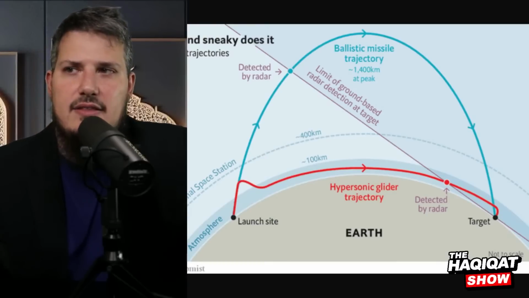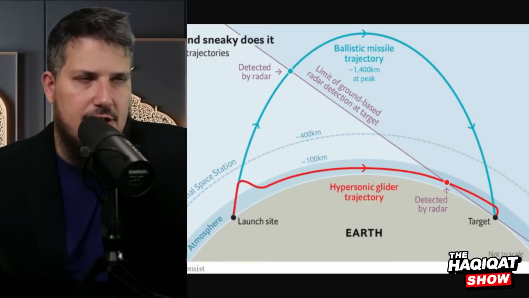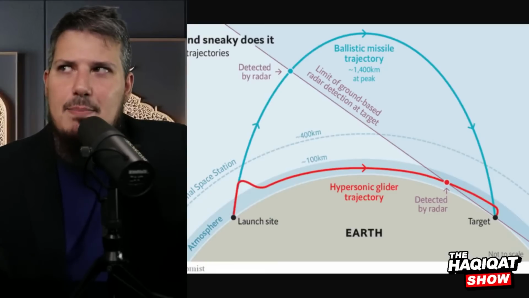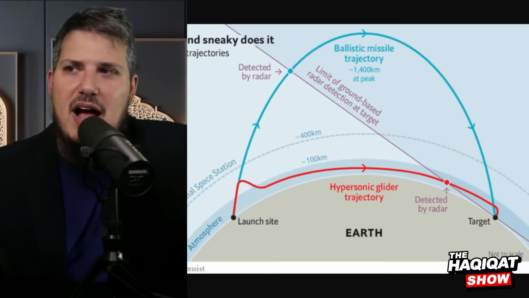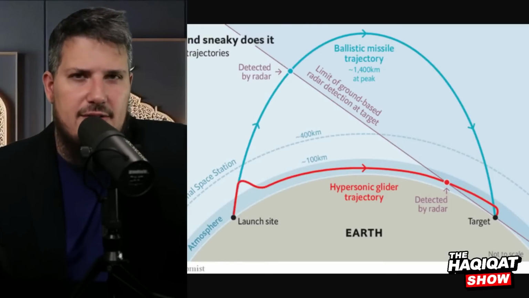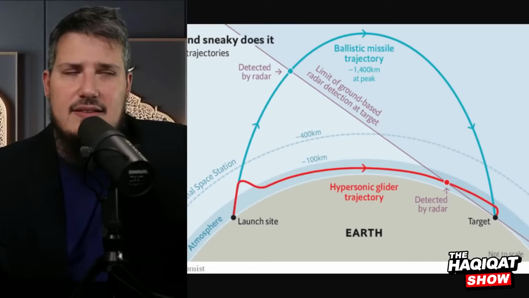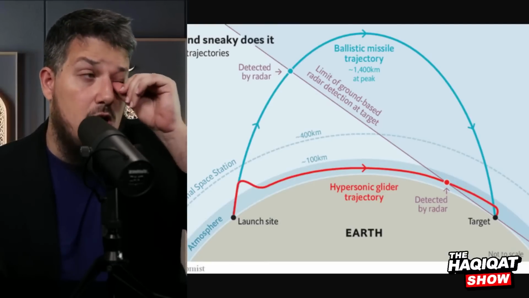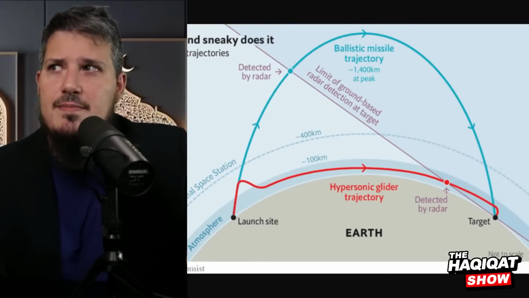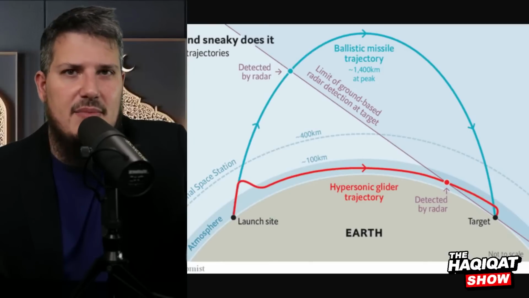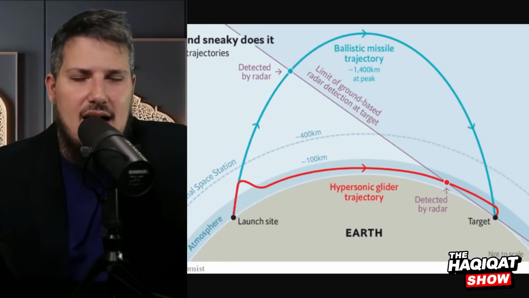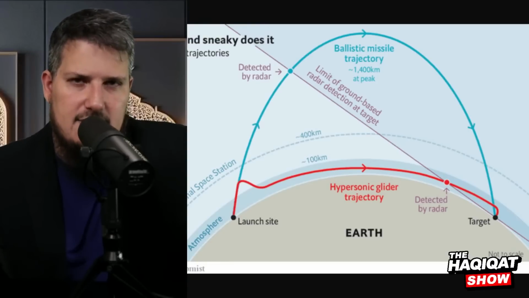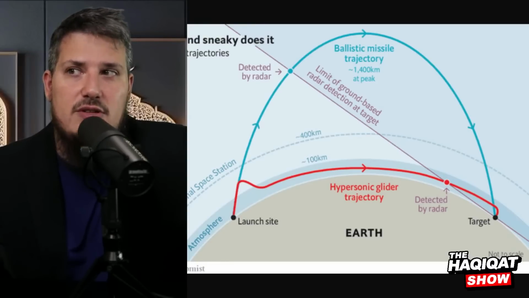But look at this image here: the ballistic missile, because it has to take a parabolic trajectory, gets detected by radar much earlier. Look at the top left of this chart where it says detected by radar, because that's the radar system. It can detect it much earlier. When these hypersonic missiles travel, they're closer to the ground. They get detected much later.